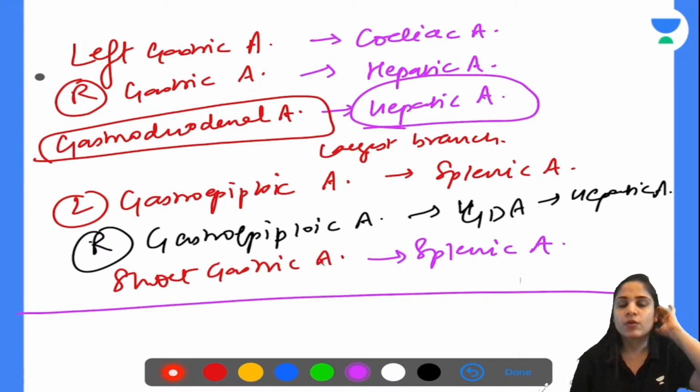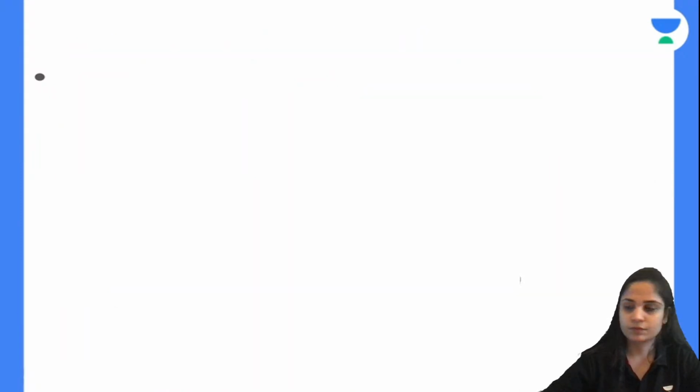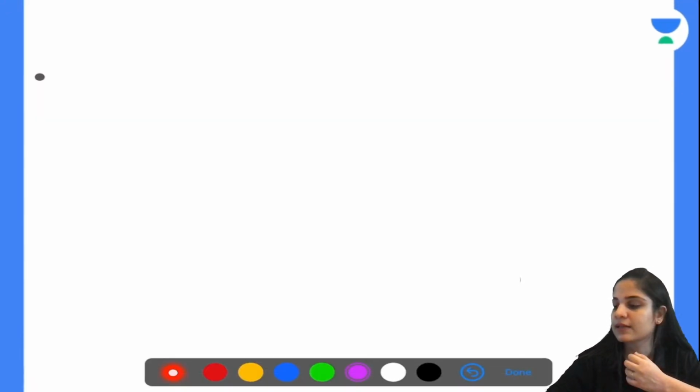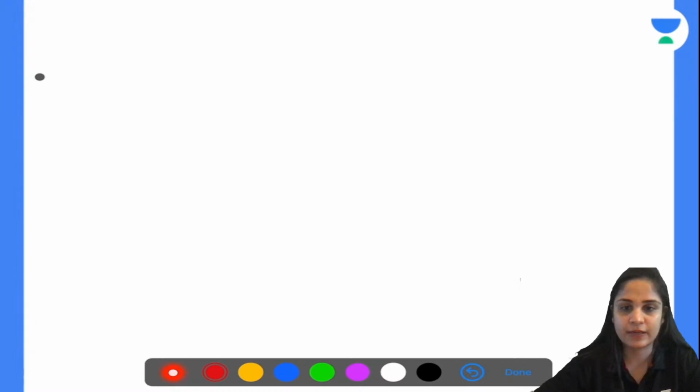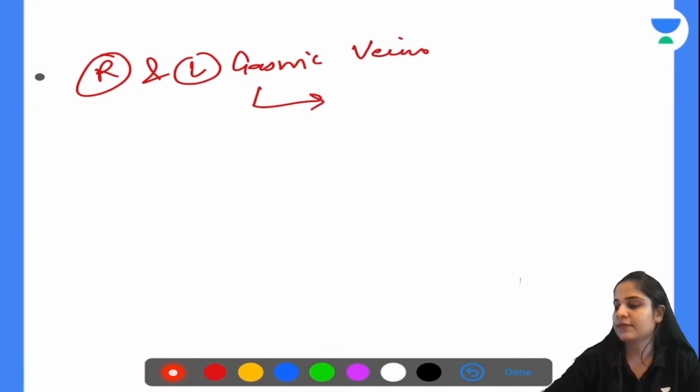Now what about the venous drainage of the stomach? Can anyone tell me about any of the important venous drainage that you know about? I'll take the name of the vein, and then you can tell me which main vein that vein drains into. So we have the right and left gastric veins. These are the main veins that drain the stomach. So tell me, where do they drain into eventually?